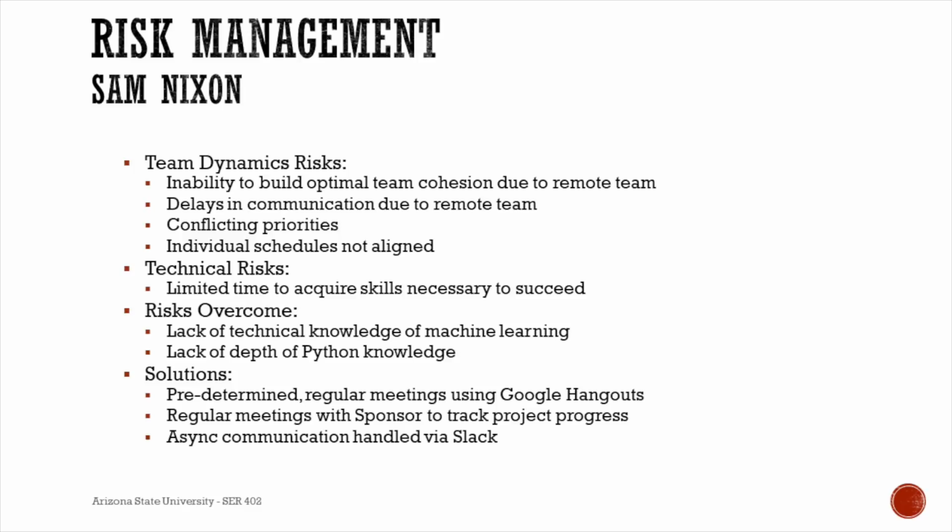This is Risk Management. I'm Sam Nixon. One of the risks that we identified that's still been an issue is the inability to build optimal cohesion because we're working remotely. Furthermore, all of our co-location is virtual. There's no physical co-location. This leads to delays in communication. Furthermore, because our team is spread across multiple time zones, we have conflicting priorities, and one of the biggest conflicting priorities is the lack of alignment between our schedules.